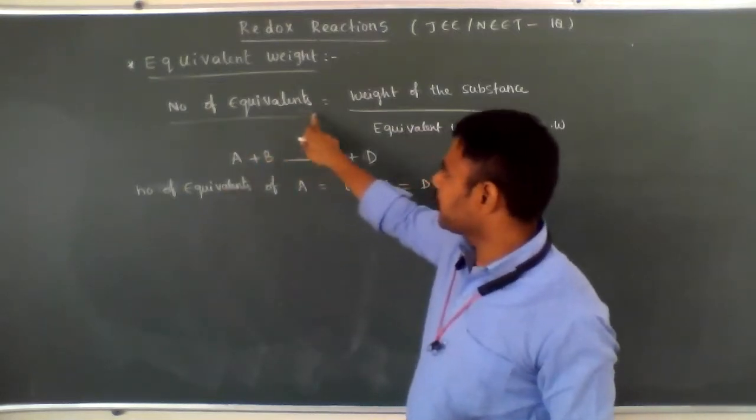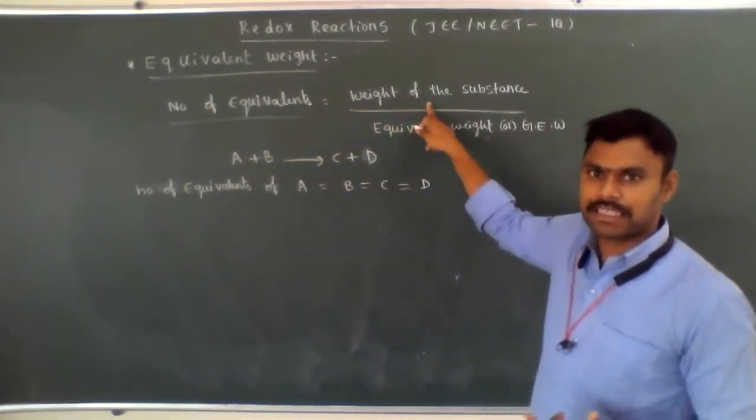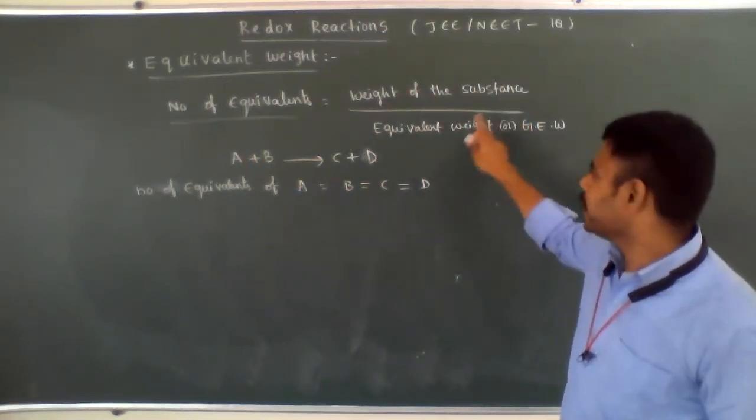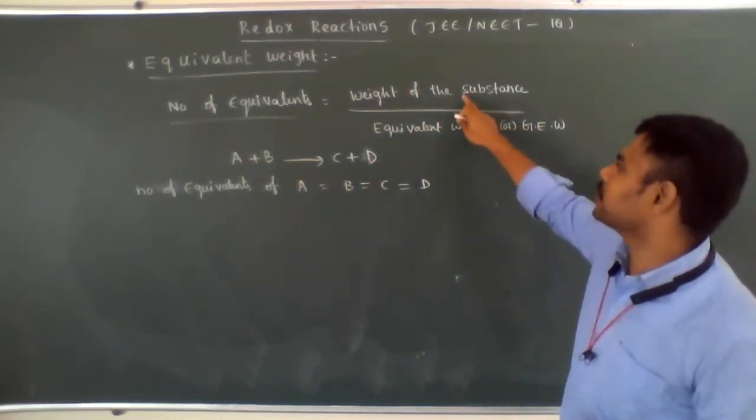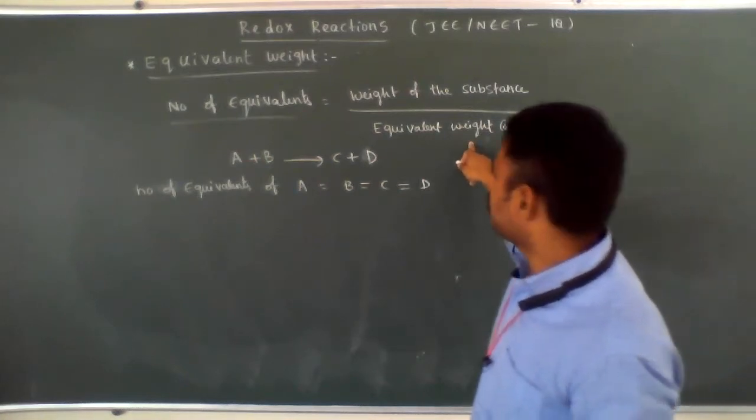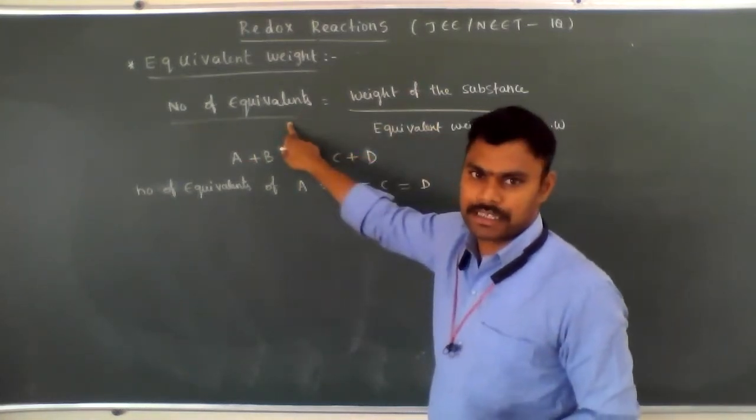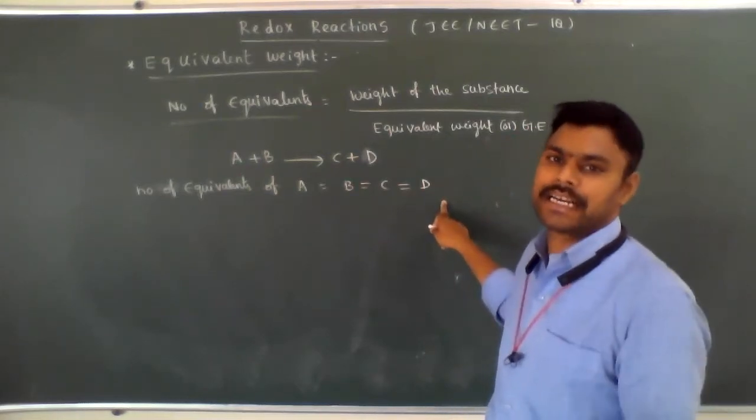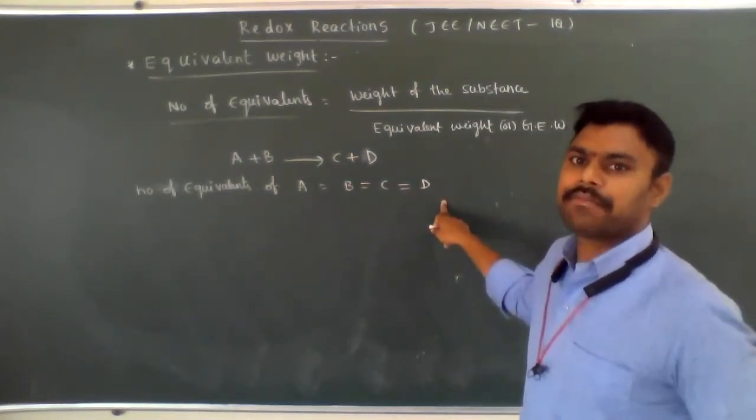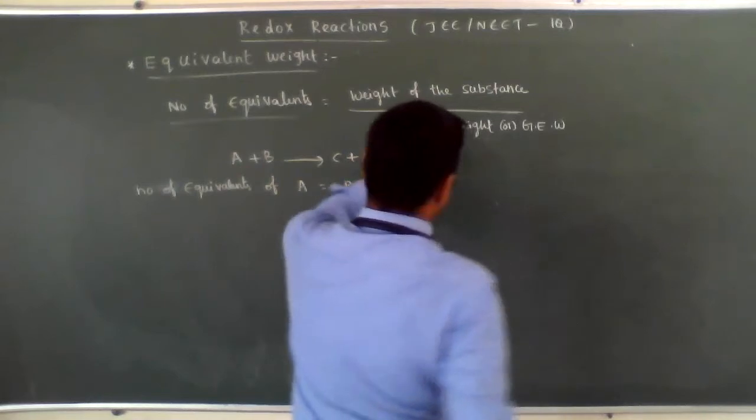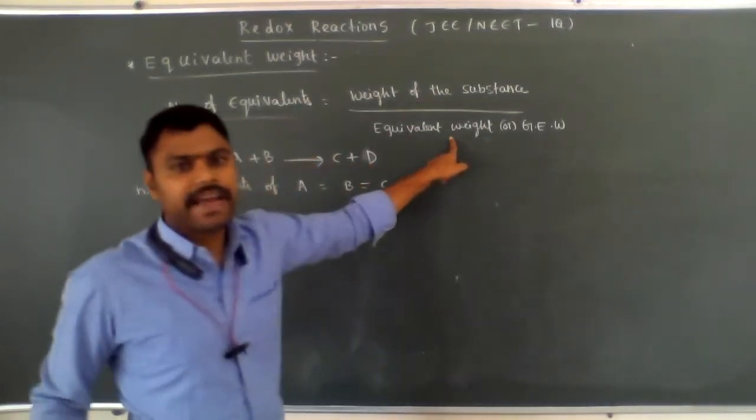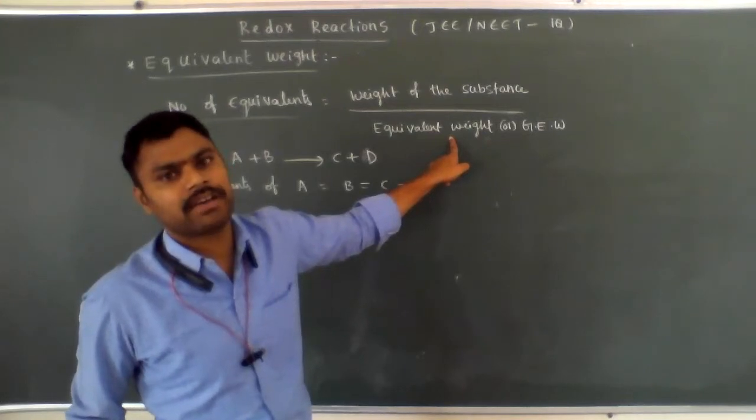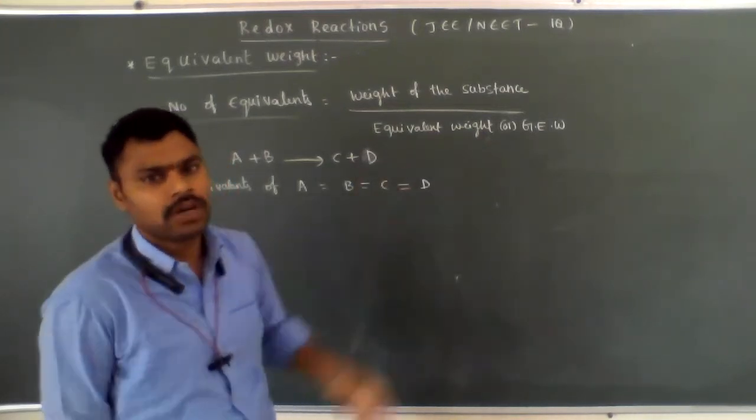How to calculate number of equivalents? The formula is the weight of the substance. In the question, the weight of the substance will be given. We need to calculate gram equivalent weight. Weight of the substance by gram equivalent weight gives the number of equivalents. So the number of equivalents of all reactants and products are equal in a chemical reaction. The equivalent weight or gram equivalent weight values depend on n factor, I said. So now we need to discuss how to calculate gram equivalent weights of different substances.